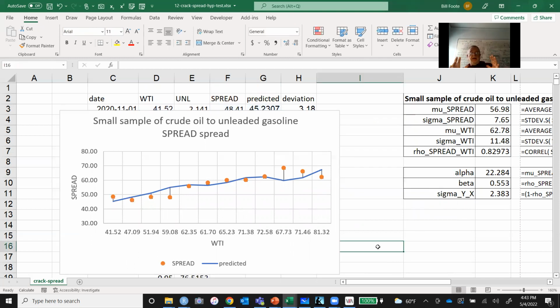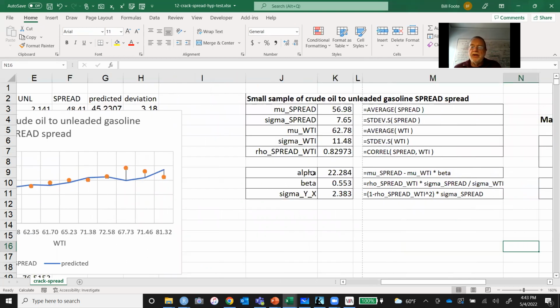And just to give you an idea of how things can work. We had already calculated the alpha and beta over here. The beta is the most important one because we get alpha out of it. And you can see it's the 0.829, almost 0.83, very high correlation. And that's why the error bars are so small in most places. Times the sigma of the spread divided by the sigma of the WTI. That ratio of the risk of the outcome spread divided by the input WTI.